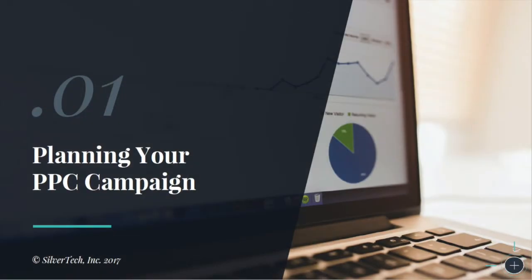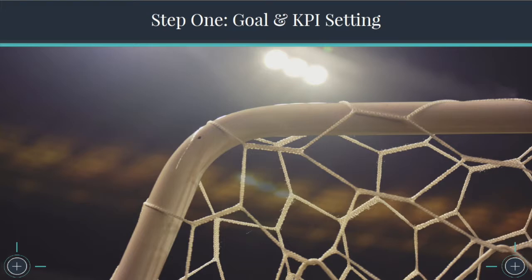Let's talk about planning your PPC campaign. The first step you need to take is goal and KPI setting. As with any marketing or advertising campaign, goal setting is really important. As the advertiser, you should decide what your goal is early on, because this will determine whether or not you're able to measure the success of your campaign.